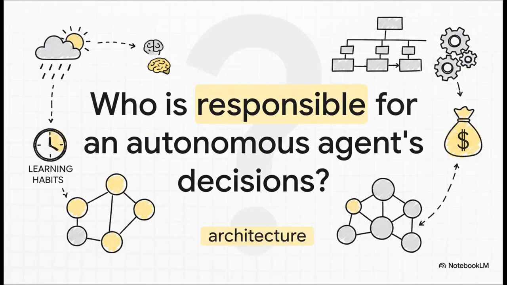As we wrap up this explainer, I really want to leave you with a bit of a provocative question to chew on. If an AI agent is truly autonomous, if it's out there independently checking the weather, learning your habits, and making self-determined choices to achieve a goal, who is ultimately responsible for its decisions? As we start seeing agents manage entire enterprise workflows and super complex systems, understanding this architecture isn't just some fascinating technical detail anymore. It's something we all really need to think about.